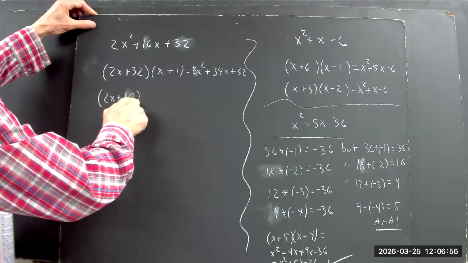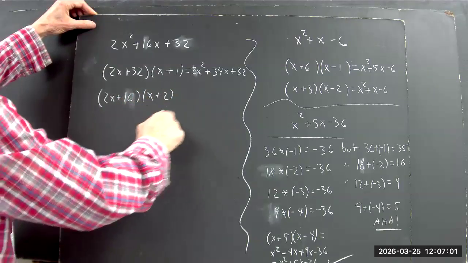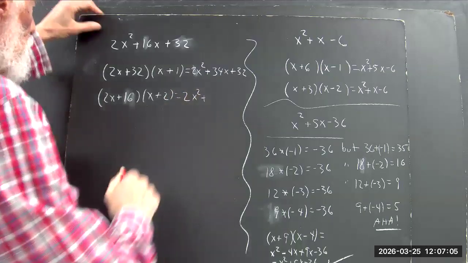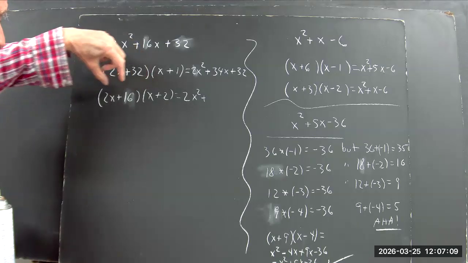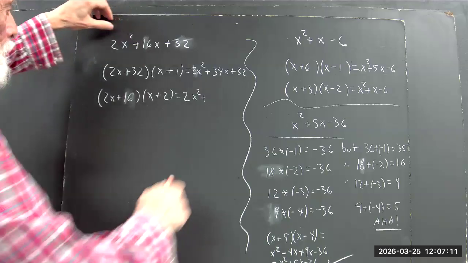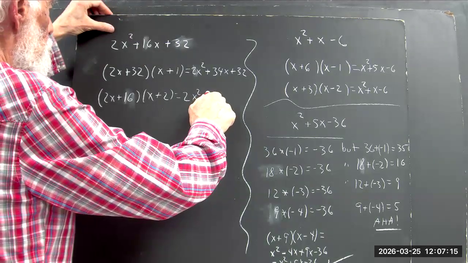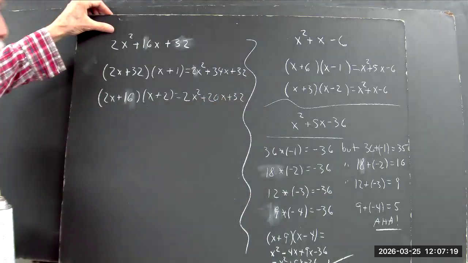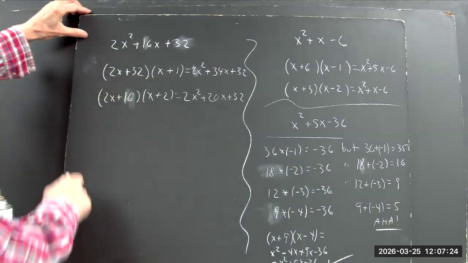I keep wanting to put 32 down there. Okay, we'd use 16 and 2. That gives us 2x squared plus what? We got 16 times x, and we got a 2x times 2. So that gives us 20x. Okay, well, we're a lot closer to getting that 16x than we were.